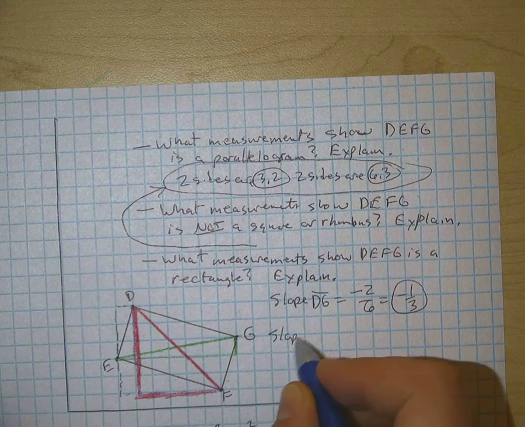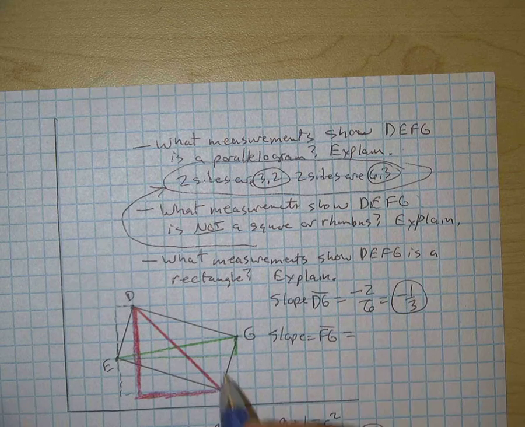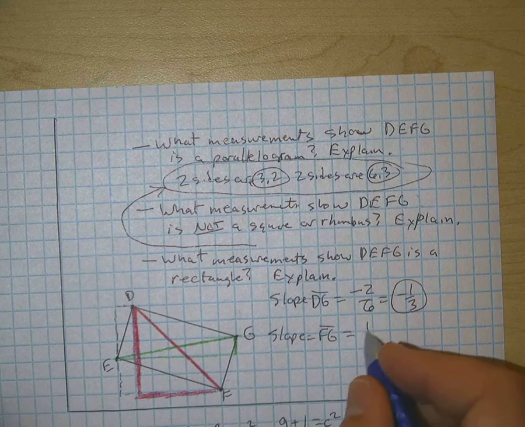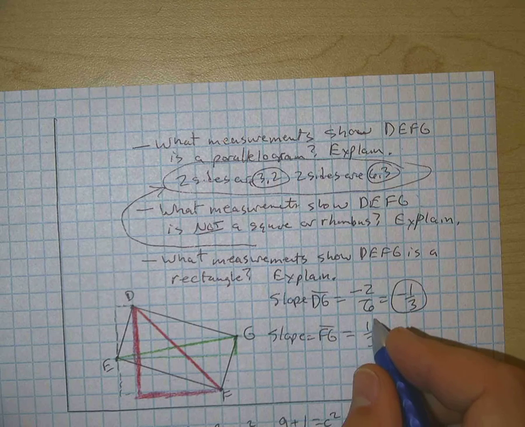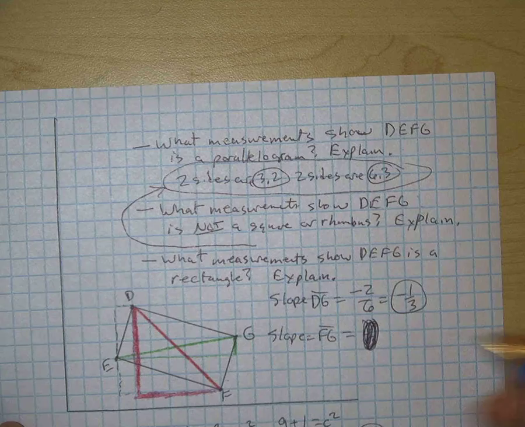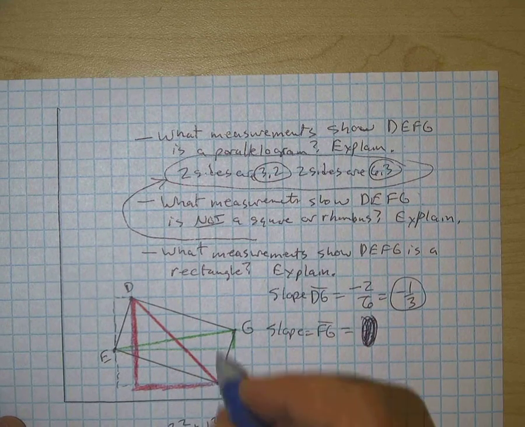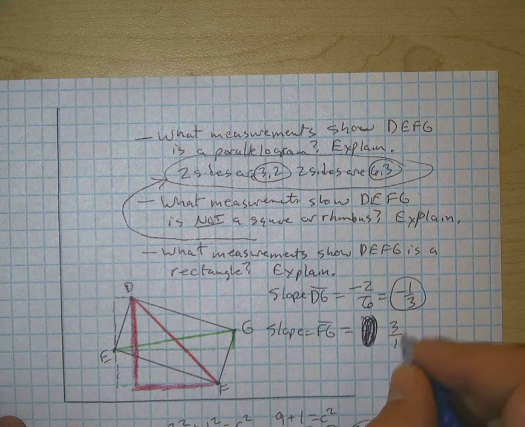Now if I find the slope of FG, that's going up 3 over 1. So the slope here is 1 over 3. I'm sorry. That's a donut point. Catch Mr. Fischel. Tell him to give you a donut point for that one. Up 3 over 1 is 3 over 1, right?